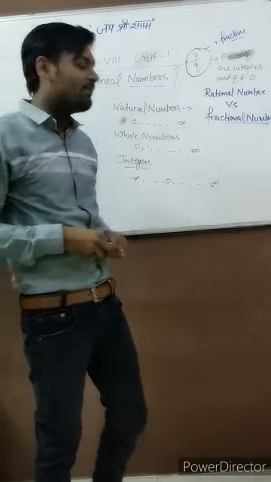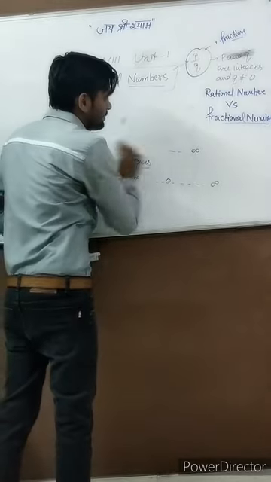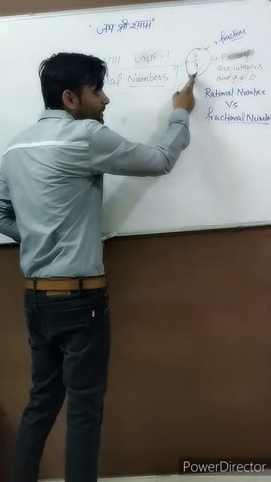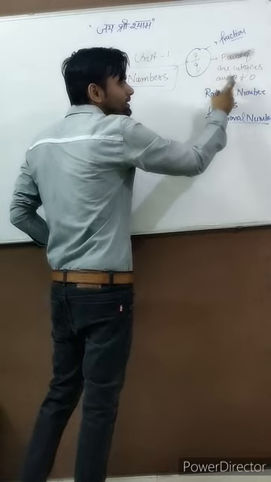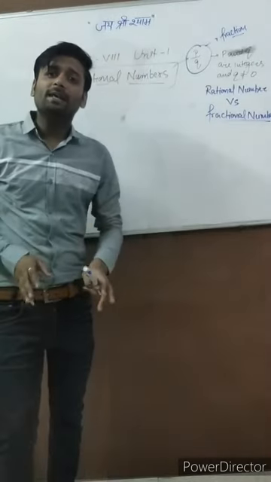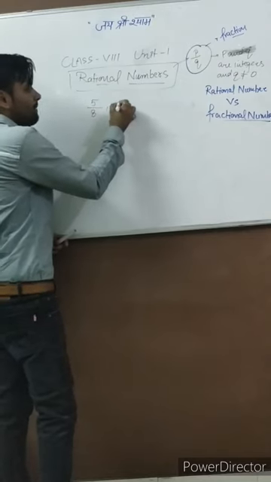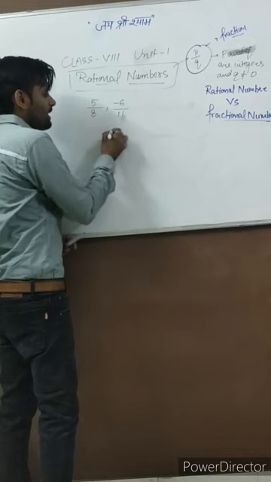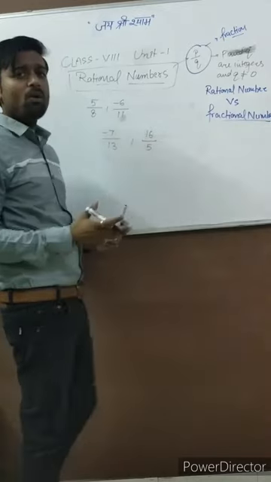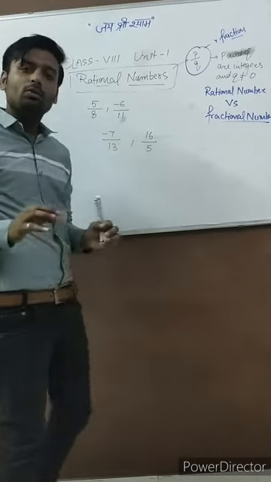So first of all we will write the definition of the rational number that we have discussed. The number which can be written in the form of p divided by q, where p and q are integers and q is never equal to 0, is known as a rational number. Now we take some examples of rational numbers, like 5 divided by 8, minus 6 divided by 11, minus 7 divided by 13, 16 divided by 5. These are all rational numbers because p and q are integers and q will never be equal to 0.